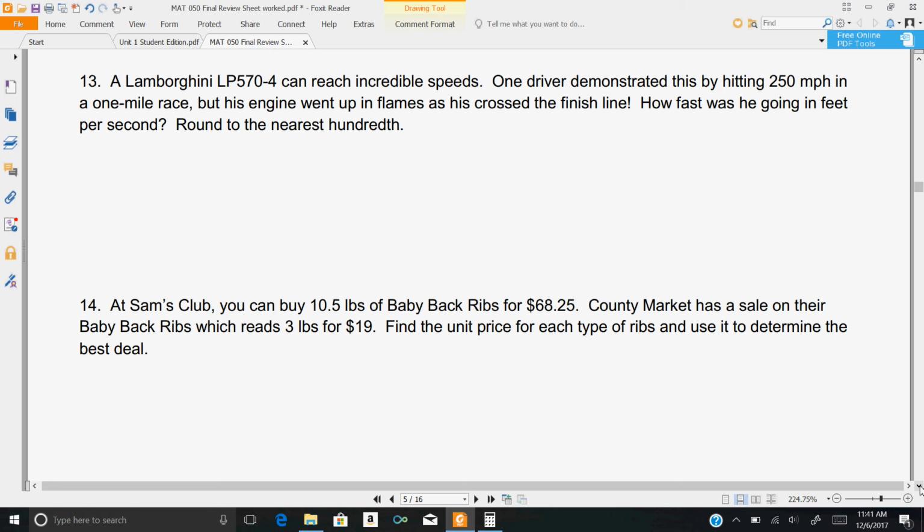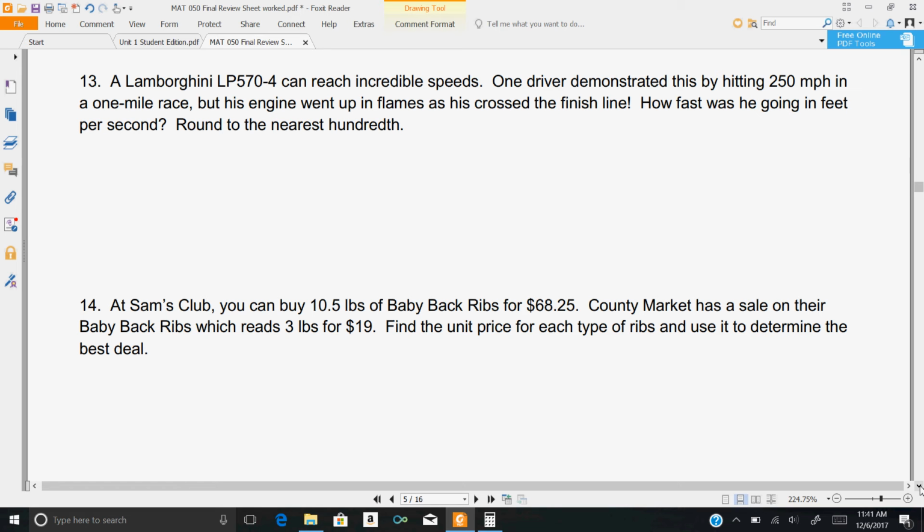Okay, question 13, now that you've looked at it. A Lamborghini can reach incredible speeds. One driver demonstrated this by hitting 250 miles per hour in a 1-mile race, but his engine went up in flames as he crossed the finish line. How fast was he going in feet per second? Round to the nearest hundredth.